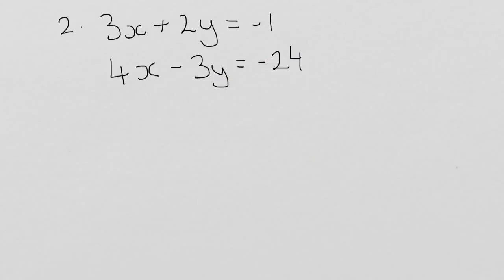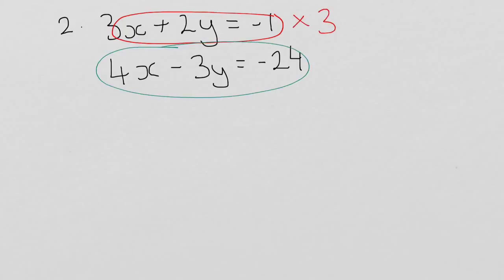Moving on to question 2, solving simultaneous equations. The first thing we want is for either our x coefficients or y coefficients to be the same number, but with opposite signs. For this, I'm going to look at the y coefficients simply because the signs are already different, so it makes it a wee bit easier. Now 2 and 3 don't have any of the same factors, so I'm just going to multiply this top one by 3 and the bottom one by 2.